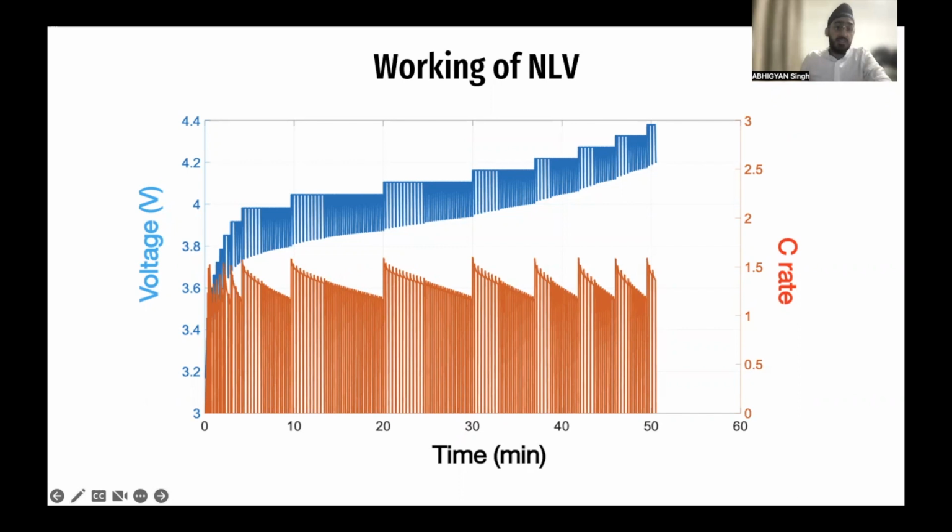Let us look at some of the features of NLV. As you can see in this graph, the graph is non-linear, and we are able to control the voltage and not let it go above 4.3, which is the maximum limit specified by many lithium-ion battery manufacturers. We are able to put high currents into the battery because we provide a short rest pulse after every high current pulse, and we are able to significantly reduce the charging time, as we were able to charge 90% of the battery in just 20 minutes.